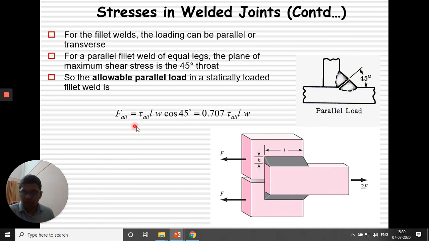So then the allowable force you are able to write as the allowable shear stress into L, the length of the weld, into the width. The width is actually represented by the throat length, so that is equal to T. We represent it by T here, and T is equal to the leg size into cos 45. Here we represented the leg size by W, so W into cos 45, and cos 45 is equal to 0.707. So you are able to write the allowable force is equal to 0.707 times the allowable shear stress times L into W.